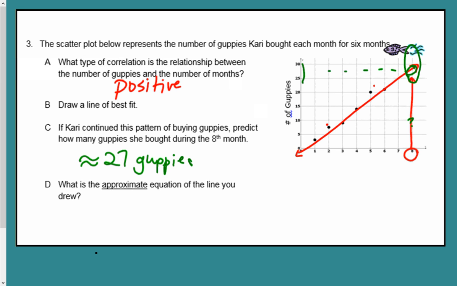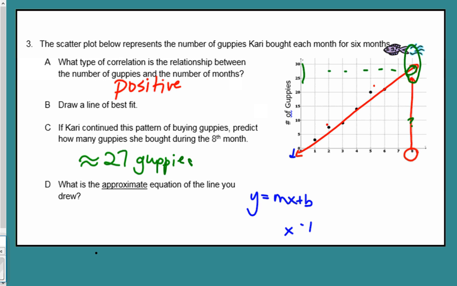Now letter D says what is the approximate equation of the line you just drew? So again, approximate is underlined because this is an approximate line, right? So if I'm shooting for slope-intercept form, y equals mx plus b, I'm going to start with the y-intercept, which for this problem looks like it's just a little bit south of the origin there. So maybe, I don't know, -1. We'll just estimate here.